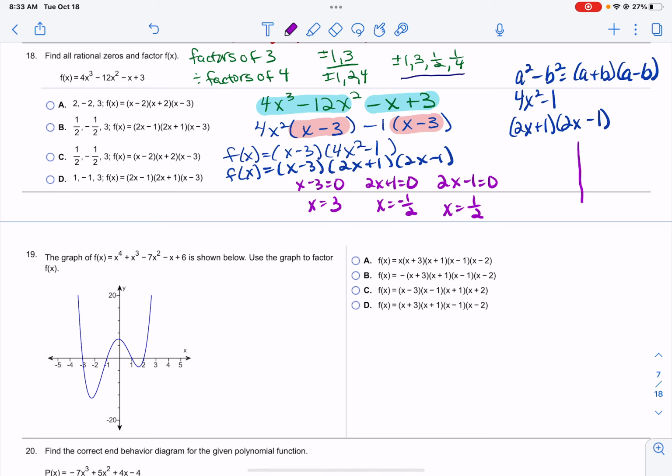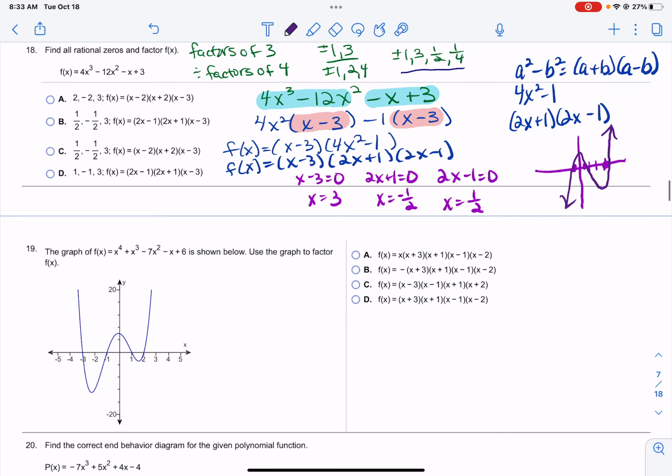If you were to graph this and adjust the scale, you would note that the graph is a third degree polynomial, so it could go in 3 directions. And the x-intercepts occur at x equals 3, at positive 1/2, and at negative 1/2. So our graph could go in 1, 2, 3 directions. And of course, you can adjust the scale on your graphing calculator to see more detail in the graph. So our answer here is B.